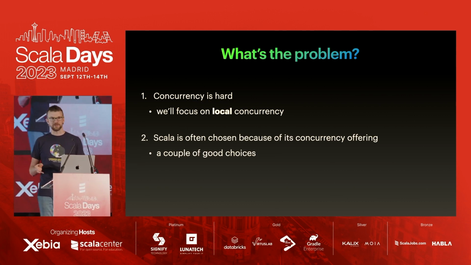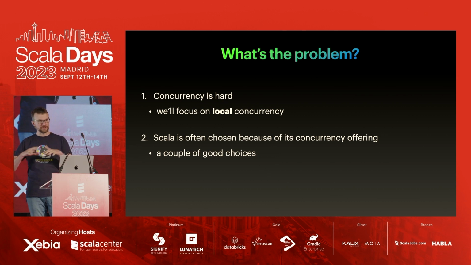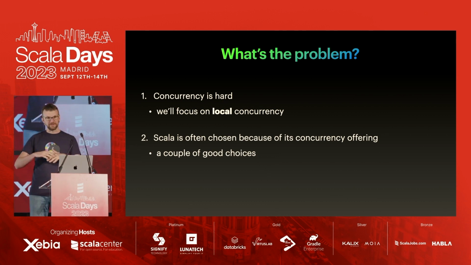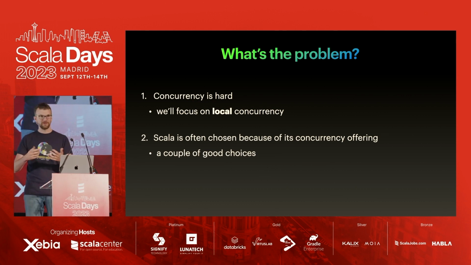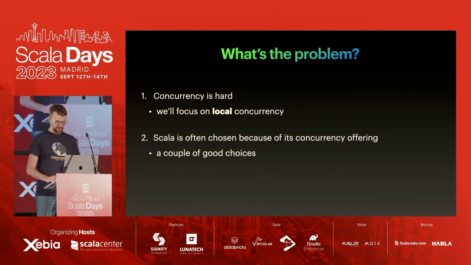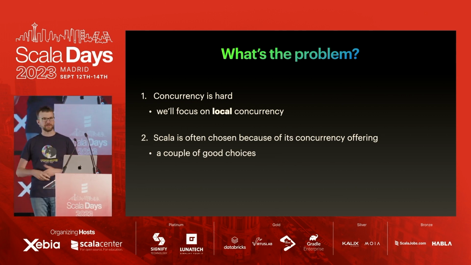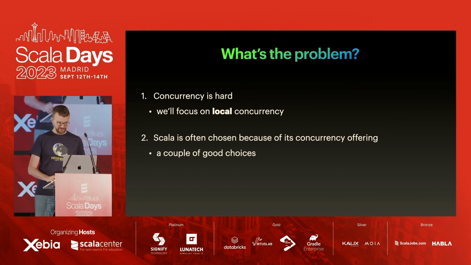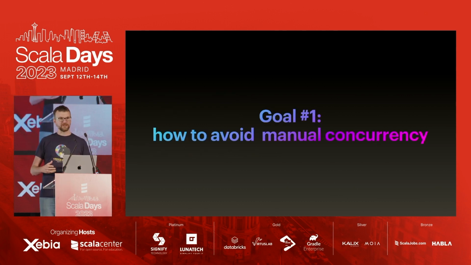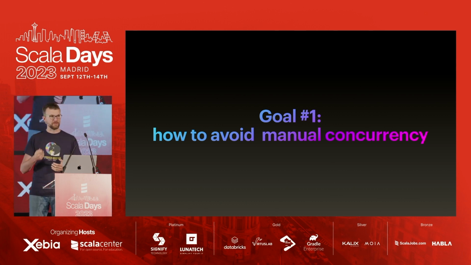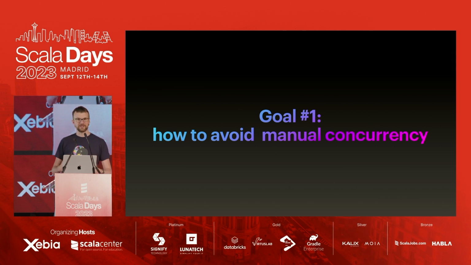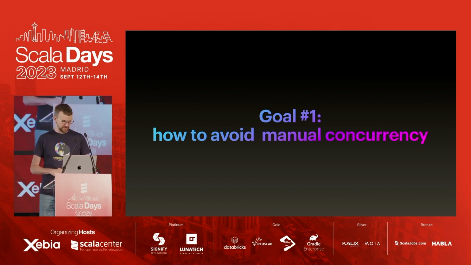Now, Scala is often chosen because it has a very rich concurrency offering, right? One of Scala's niches is modeling domains where concurrency is a first-class concern. And there's a couple of good choices, so let's take a look at what these are. So the goals when we evaluate various approaches, the goals of this talk is, first of all, to show you how you can actually avoid doing manual concurrency, right? We don't want to deal with the locks. We don't want to deal with shared memory because we don't want race conditions, or we don't want deadlocks, right? So we want to look at how we can actually avoid doing concurrency as much as possible.